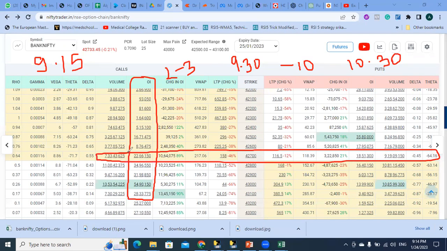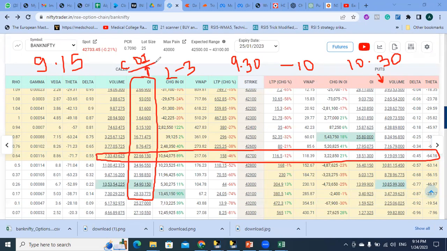Okay. So if at 9:30, I see that this call OI, which was 22 lakhs, now it has become 34 lakhs, and this 18 lakh has decreased to 10 lakhs. What will it mean? It will mean that the call OI is increasing and put OI is decreasing.